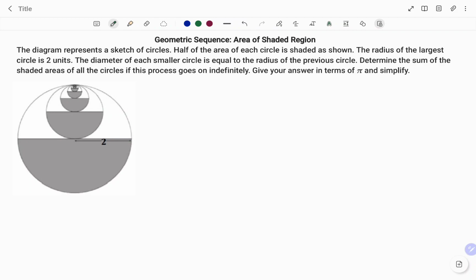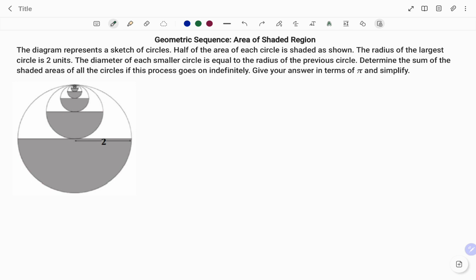In this video, I'm going to use the knowledge of geometric sequence or series to solve the following area of shaded region question. We have the diagram represents a sketch of circles. Half of the area of each circle is shaded as shown. The radius of the largest circle is 2 units. The diameter of each smaller circle is equal to the radius of the previous circle. Determine the sum of the shaded areas of all the circles in this process going on indefinitely. That's the sum to infinity. Give your answers in terms of pi and simplify.